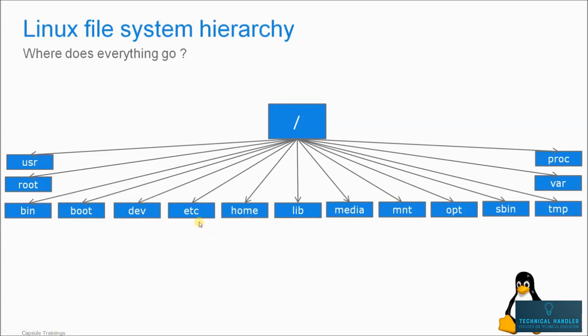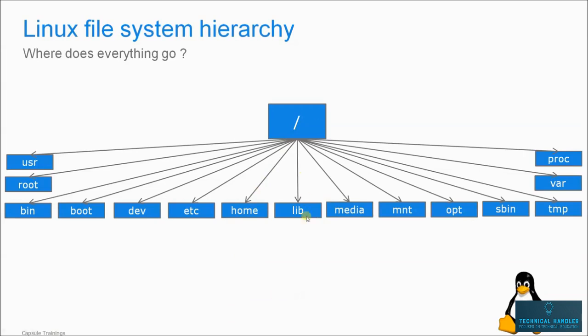We have the etc directory. This has some host-specific system configuration. The home directory is where your user directories would reside. So in our case, you would find /home/Ibrahim because that's my username, and you'll see that once we get to the examples.